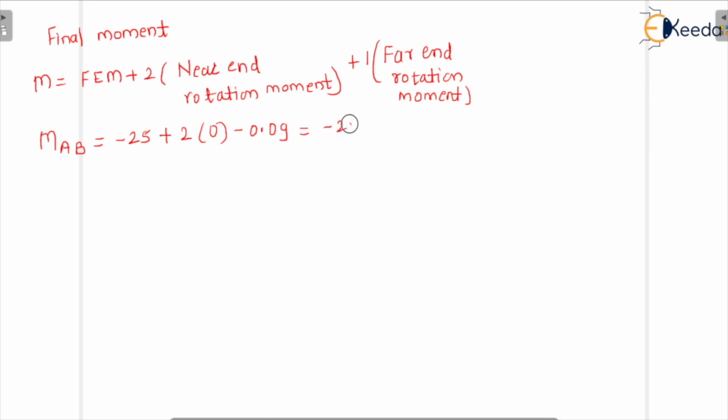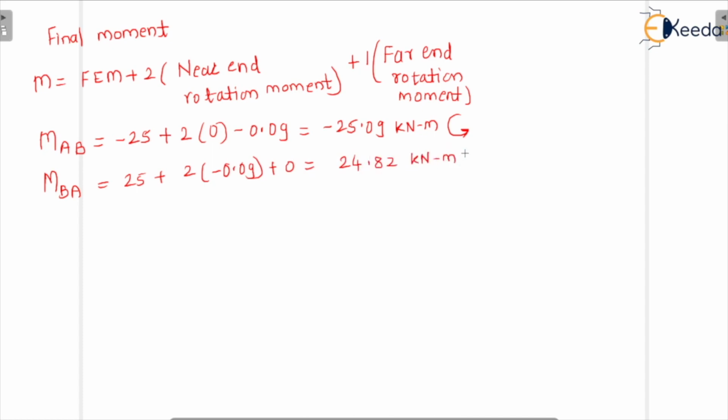So our answer is minus 25.09 kilonewton meter. Okay, so this is anti-clockwise direction. Then M of BA is 25 plus 2 into minus 0.09 plus 0, so we get it as 24.82 kilonewton meter. This is clockwise. Then M of BC: minus 31.25 plus 2 into 6.60 minus 0.07, so we get it as 44.38 kilonewton meter.